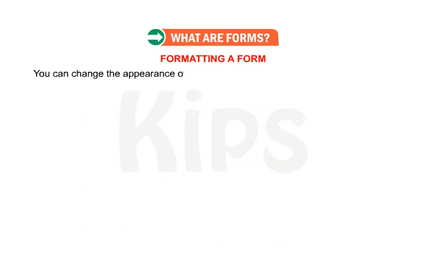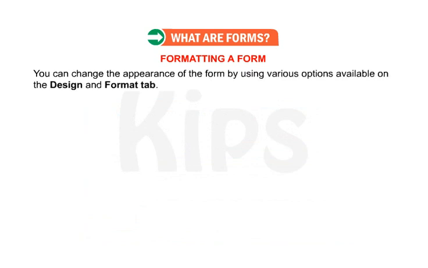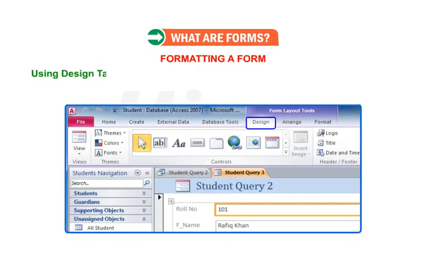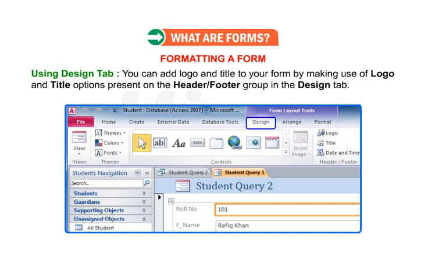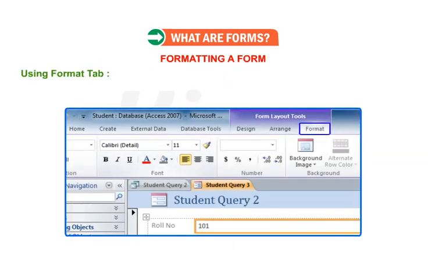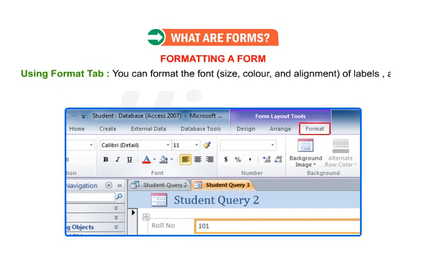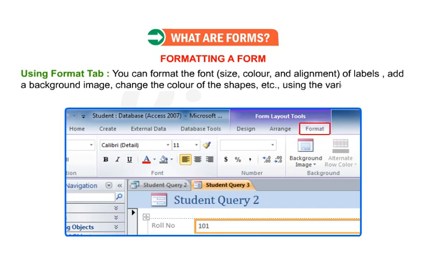Formatting a form. You can change the appearance of the form by using various options available on the Design and Format tabs. Using the Design tab, you can add a logo and title to your form by making use of the logo and title options present in the header or footer group in the Design tab. Using the Format tab, you can format the font, size, color and alignment of labels, add a background image, change the color of the shapes, etc.